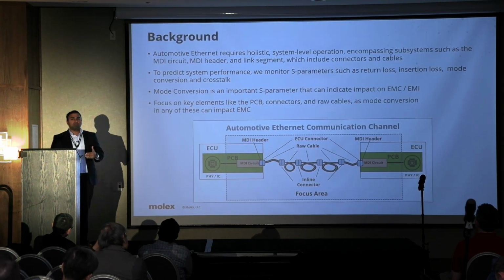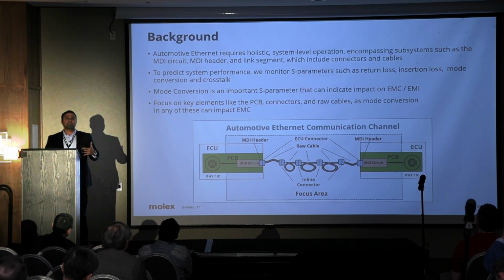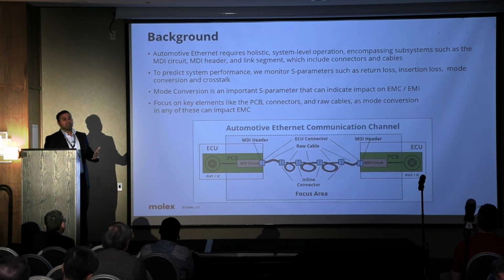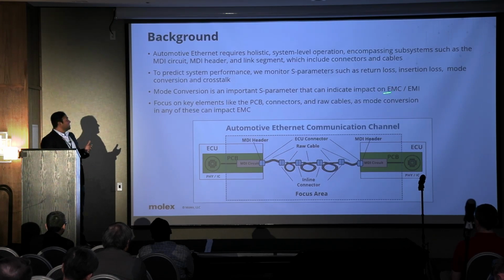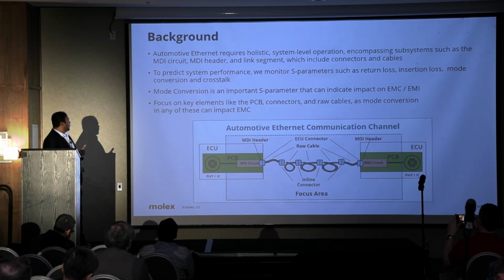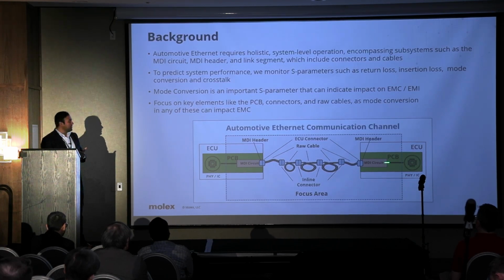Right now, the automotive Ethernet channel is a holistic system-level operation, where every component around it has to work together as a balanced system to make the whole ecosystem work. Here is the view of the automotive Ethernet channel from ECU to ECU, going from the PCB to the MDI circuit, then the MDI header, toward the connectors and cables, and each one of them has to work as a balanced system.